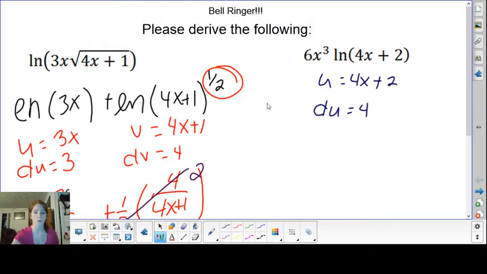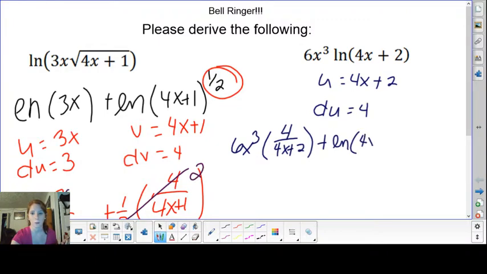So product rule tells me I have the first guy, which is 6x cubed, times the derivative of the second, which is 4, over 4x plus 2, plus the second, which is the natural log of 4x plus 2, times the derivative of the first, which is 18x squared.